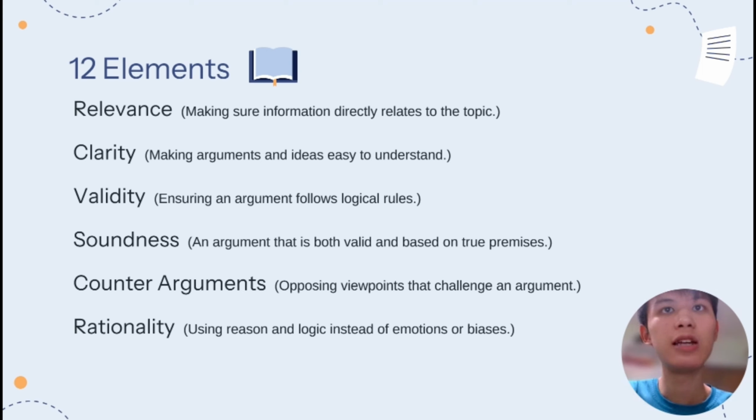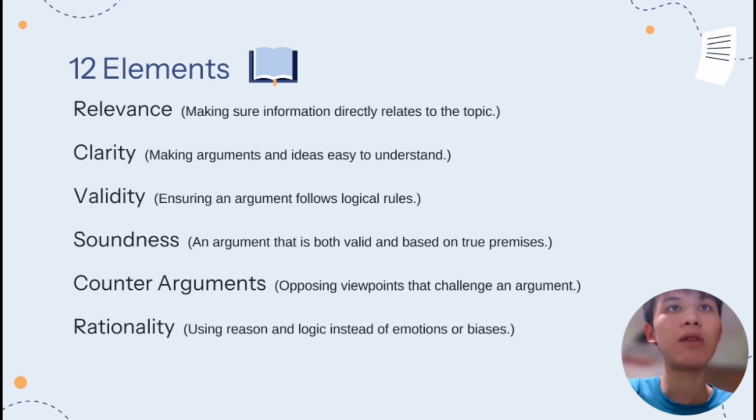The next one is validity. Validity ensures that an argument follows the logical rules. If the reasoning is flawed, the argument collapses. For example, the statement, if I like coffee, then he must like tea, isn't valid because the two aren't necessarily connected.